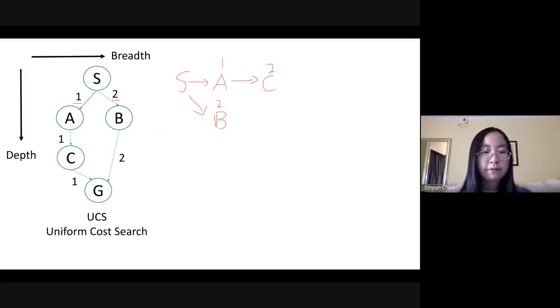Then between B and C, we will choose to expand C first, because we can see that from C to G, the cumulative cost is 3. But for B to G, the cumulative cost will be 4. So basically, this is the idea of uniform cost search. It will prioritize the paths that have the lowest cumulative costs for search.